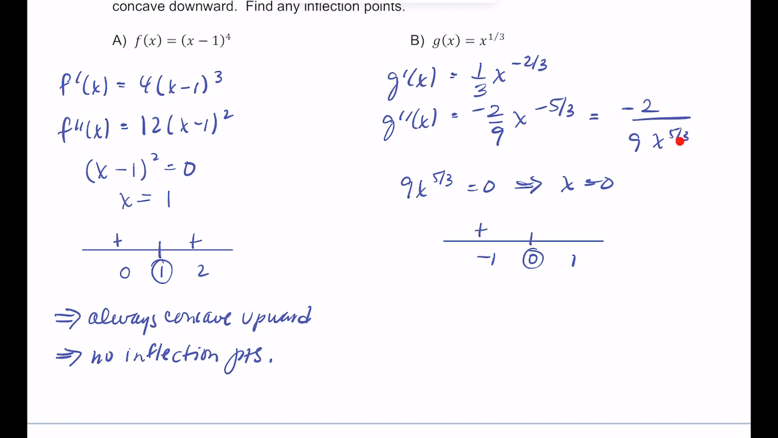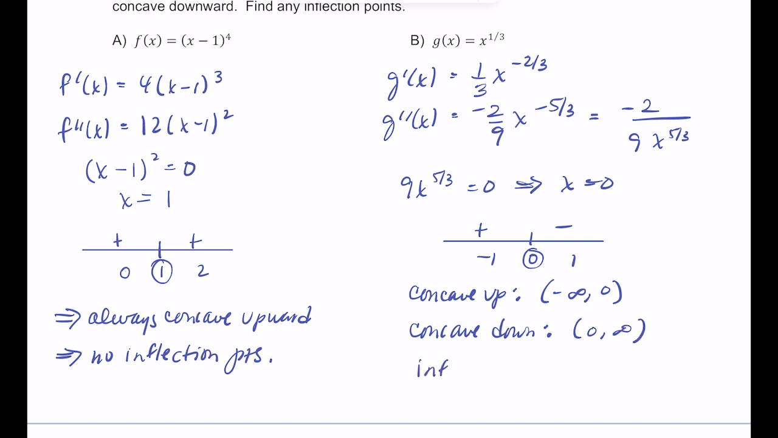And then if I plug in a 1, you end up with a negative divided by a positive, which is a negative. So I can see here that the sign does change from positive to negative. So that tells me that it's going to be concave up from negative infinity to 0. It's going to be concave down from 0 to infinity. And it also tells me that there's an inflection point since the sign's changing.